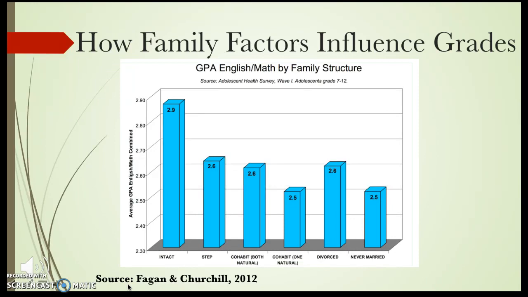How family factors influence grades. From this chart, you can see how students' grades are affected from their different family factors. For instance, students whose parents' marriage is intact have an average GPA of 2.9 in English and math, while students who have divorced parents have a GPA of 2.6.